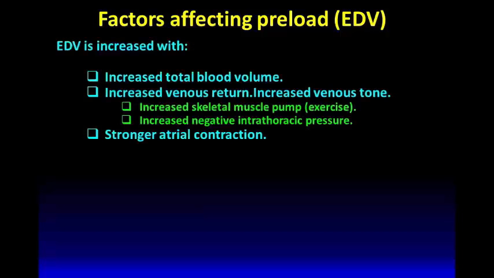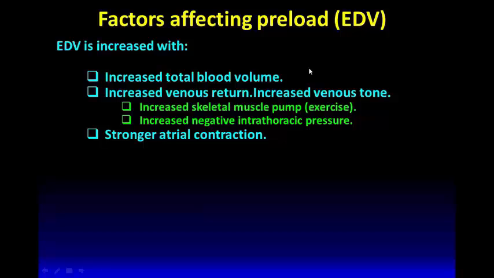So we have finished then with the detailed description of how preload affects stroke volume, how the end diastolic volume affects stroke volume, and now let's very briefly list the factors which affect the preload, the factors which affect the end diastolic volume. End diastolic volume is increased when blood volume increases and when the venous return increases. So any factor which increases the venous return would increase the end diastolic volume.